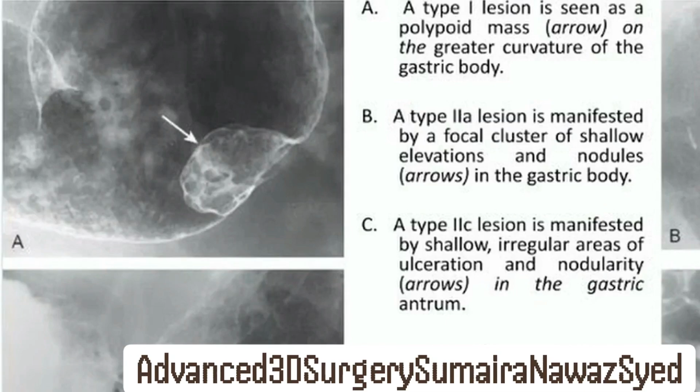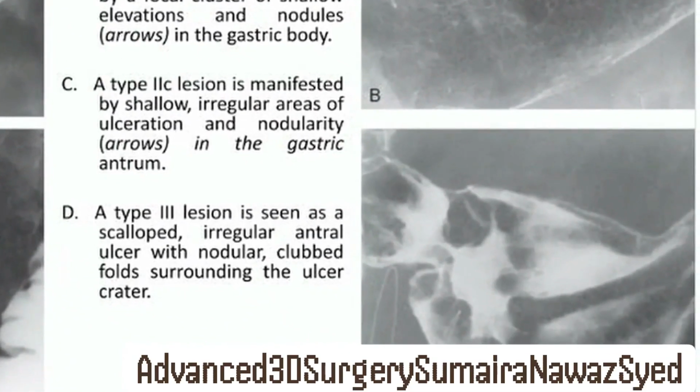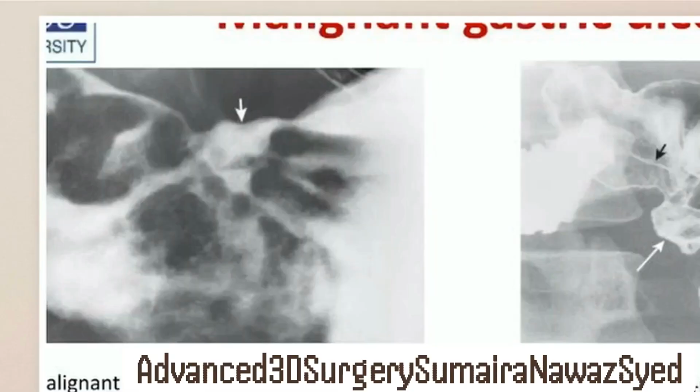In panel A, we see a distinct polypoid mass indicated by the arrow. While benign defects are regular, panel D shows malignancy, a scalloped, irregular antral ulcer surrounded by thickened, clubbed folds. This physical alteration is due to tumor infiltration. In the left image, note the nodular appearance of the folds as they converge toward the intraluminal ulcer.